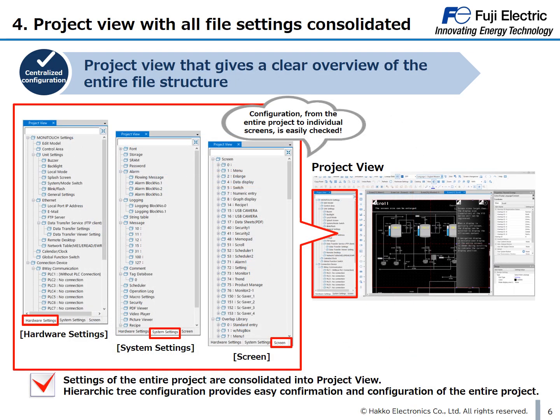As the second feature, centralized configuration, we will now explain the project view, which provides a clear overview of the entire file structure. All settings for the entire file have been centralized in the project view on the left side of the editing screen. The settings for the entire file, including screens in use, alarm and logging block settings, and a local port IP address, are centralized in the project view, making it possible to intuitively access the desired settings. In addition, each configuration item is divided into 3 tabs, and each configuration item is displayed in a tree structure to enhance visibility.